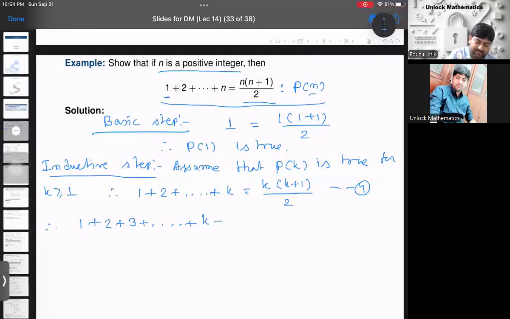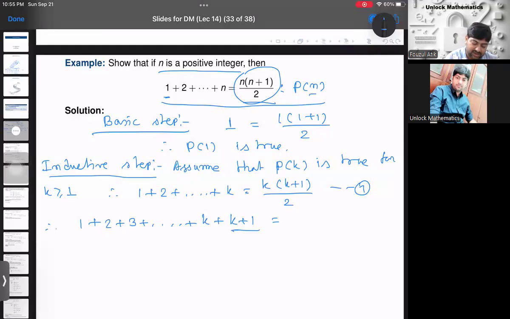It is k plus k plus 1, right? Because it will go up to k plus 1. So this expression I have to prove it for, this is equal to the same thing you should have in place of k, you should have k plus 1. What is that? k plus 1 into k plus 1 plus 1 by 2.